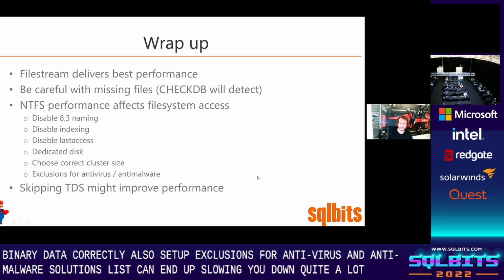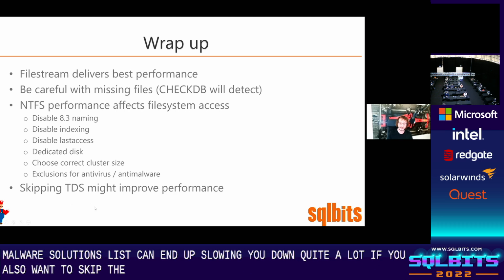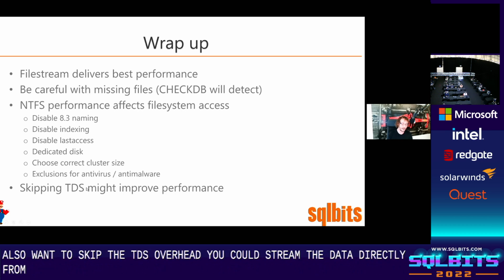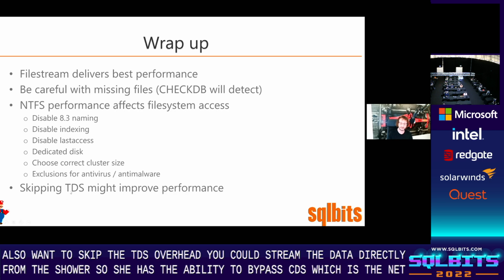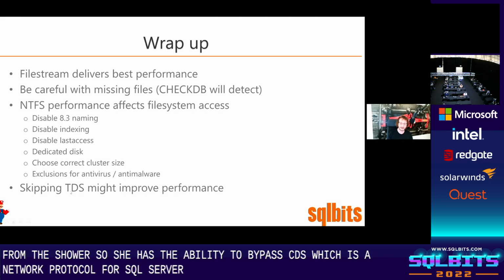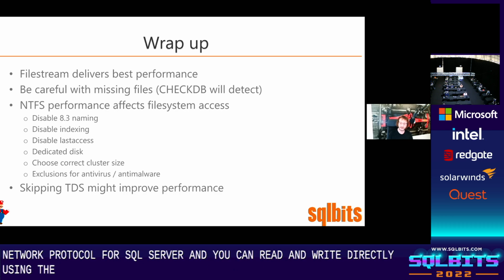If you also want to skip the TDS overhead, you could stream the data directly from an SMB share. So SQL Server has the ability to bypass TDS, which is the network protocol for SQL Server, and you can read and write directly using the SMB share set up by SQL Server using FileStream. So this gets you even better performance.